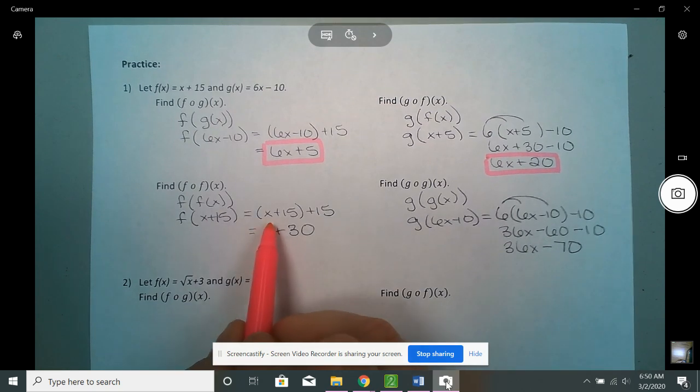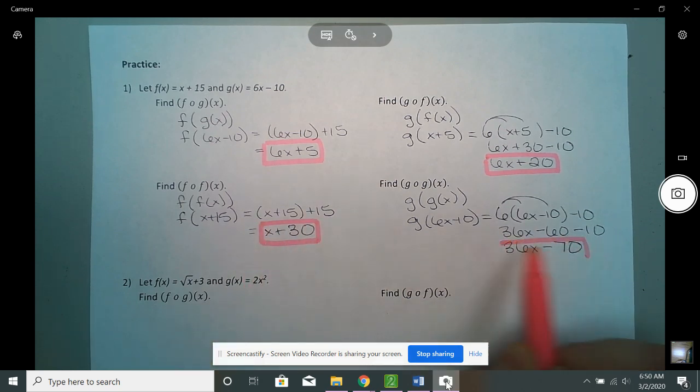Here we have an example of composing multiple functions within each other, and they all come out as different values. So you're really going to want to show your work here to keep things organized.